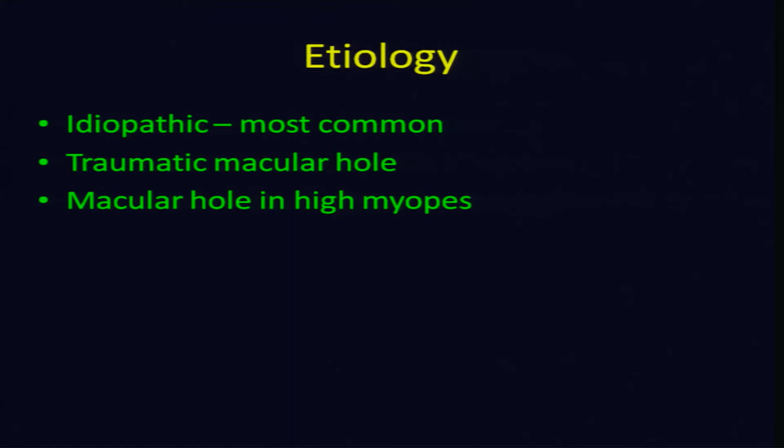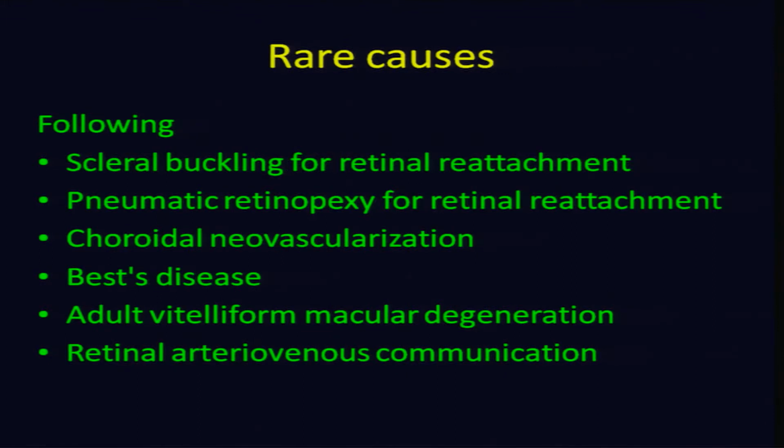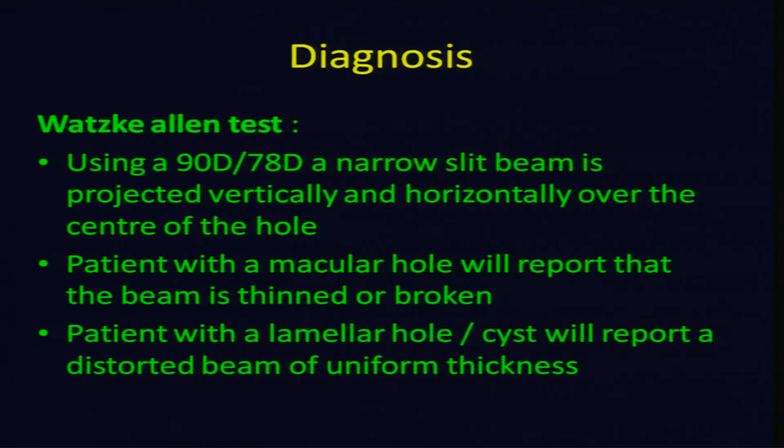Etiologically, most common that we all see all the time is idiopathic, but you can see traumatic macular holes and macular holes in high myopia, maybe macular holes with retinal detachments, etc. So very rare causes would be scleral buckling for retinal detachment, pneumatic retinopexy sometimes can cause it, after choroidal neovascularization, even in proliferative diabetic retinopathy, Best's disease, adult vitelliform macular degeneration, etc.